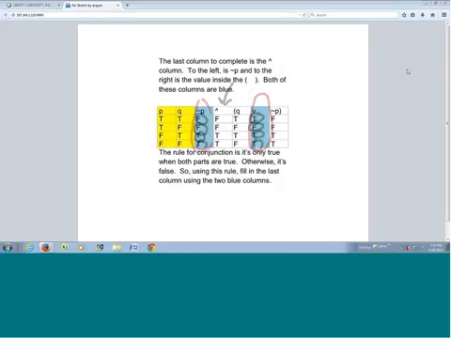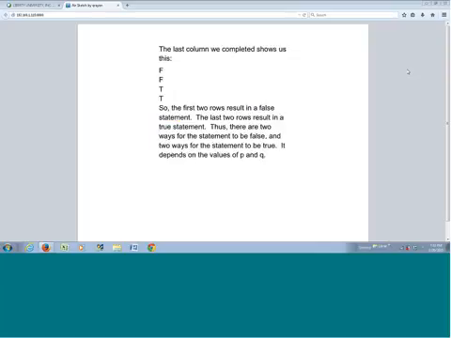Okay, the last column we complete is the one I have the arrow drawn above. This tells me the last column is false, false, true, true. So that tells me the first two rows result in a false statement, and the last two rows result in a true statement. So there are two ways for the statement to be false and two ways for the statement to be true. It just depends on the values of P and Q.